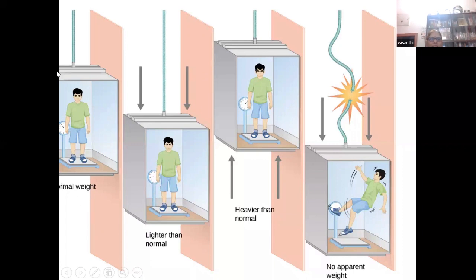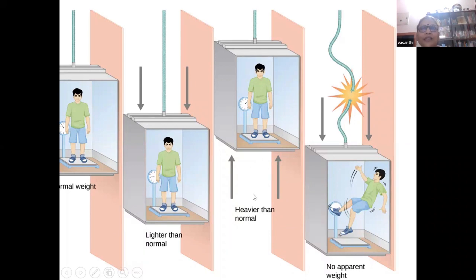Now normal weight. So lift is stationary. Whenever the lift is accelerated in the downward direction, when you are moving from the 10th floor to the ground floor, you feel lighter. You feel some discomfort, no? You feel as if you are lighter. So whenever you travel in a multi-story building, from the 10th floor, if the lift is accelerating down, you can really feel it. And if you are standing on a weighing machine, definitely your weight will be less.